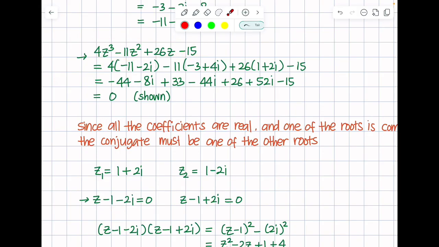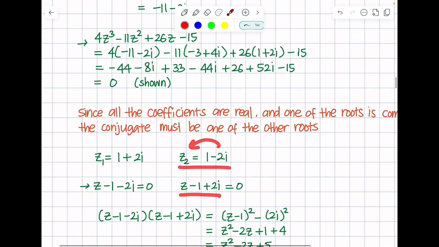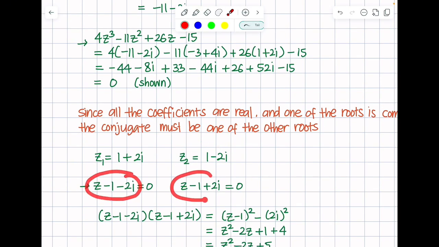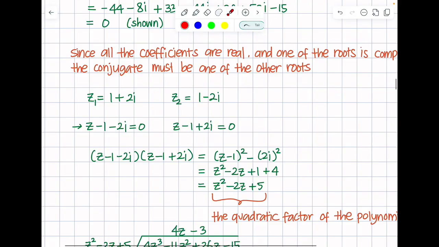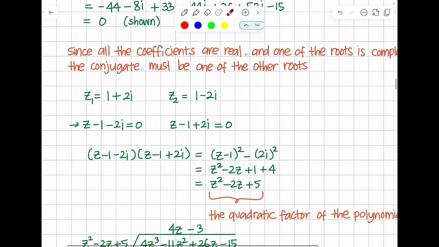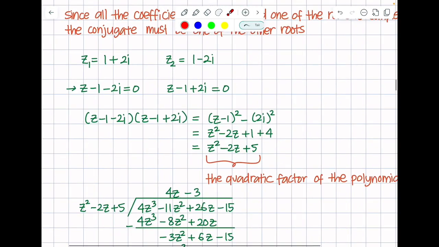Same also for this one. We move terms to the left hand side like this, and then we multiply both factors to get the quadratic factor. Simplify. Remember, this is the form a minus b, a plus b, and the expansion is a squared minus b squared. And then we get the quadratic factor of the polynomial. So to find the final root, we use long division.